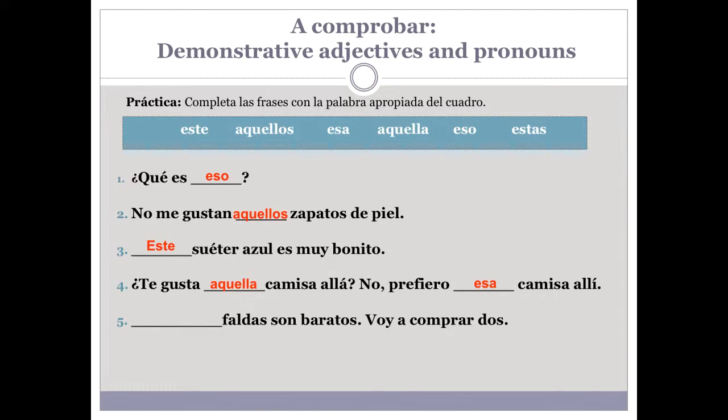Blank faldas son baratas. Typo there. It should be baratas, not baratos. Voy a comprar dos. Faldas. Masculine, feminine, singular, and plural. Which ones? Feminine, plural. Estas faldas son baratas. Voy a comprar dos.